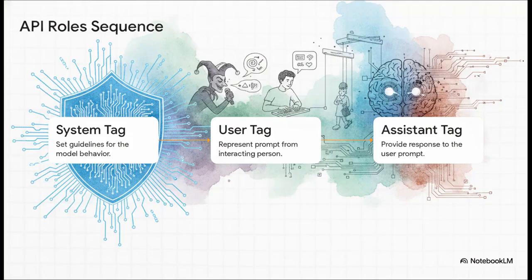Moving right along to Section 2, Anatomy of API Roles. To truly grasp this loophole, we need to take a peek under the hood at the OpenAI API. When developers use the API, they don't just type a single block of text. They send a sequence of messages with very specific role tags.